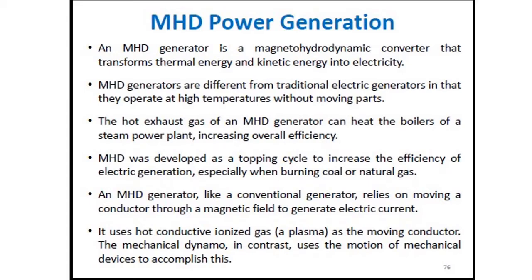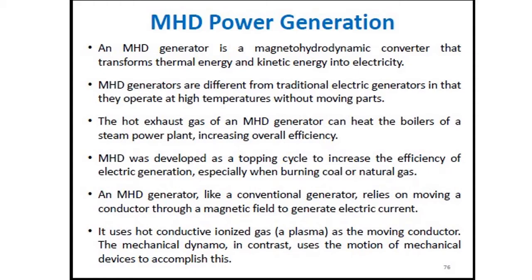MHD generators are different from traditional electric generators in that they operate at high temperature without moving parts. So we have studied in the earlier classes about traditional electric generators where we are using solid conductors. In that case, the temperature is low compared to MHD. MHD has got very high temperatures and there are no moving parts at all.